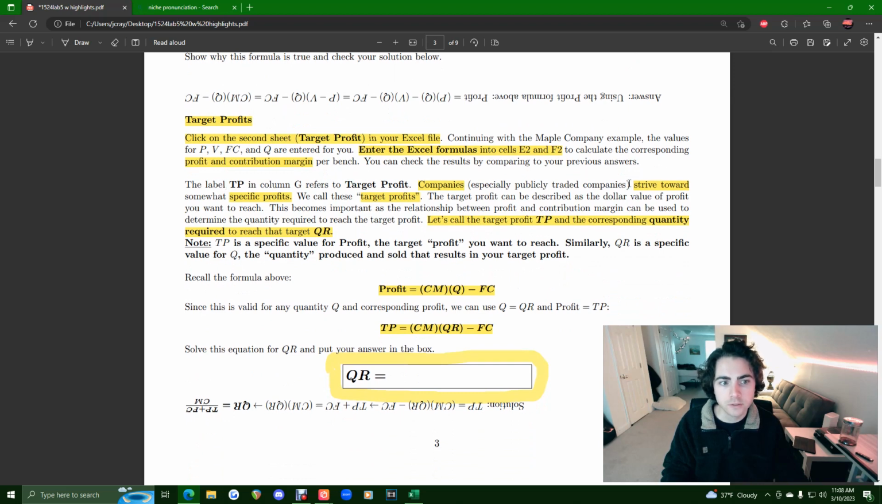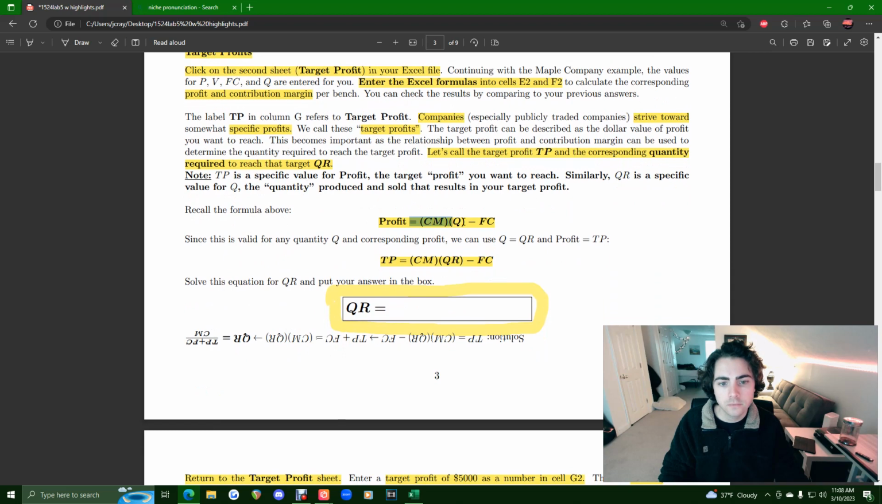Target profit just refers to specific profits that a company is aiming for. So let's call the target profit TP, and the corresponding quantity required to reach that target QR. Recall the formula above: contribution margin times quantity minus fixed cost equals profit. So target profit would be contribution margin times QR, the quantity required to reach the target profit, minus fixed cost. If we wanted to solve this equation for QR, we would add FC to the left side and divide by CM. So QR is equal to TP plus FC over CM.